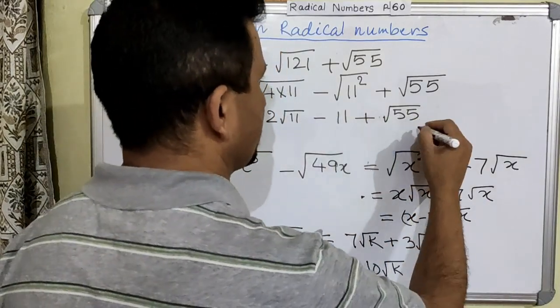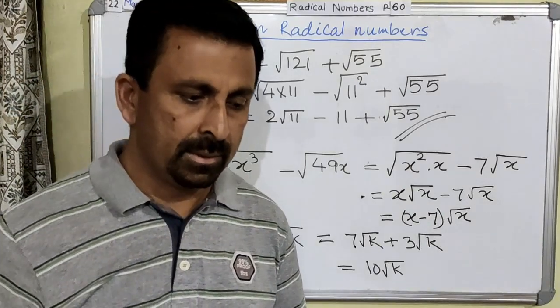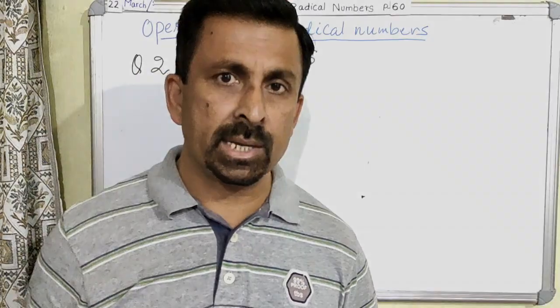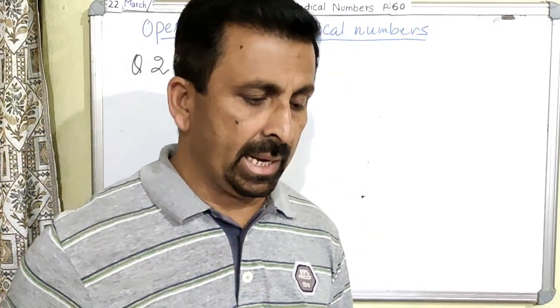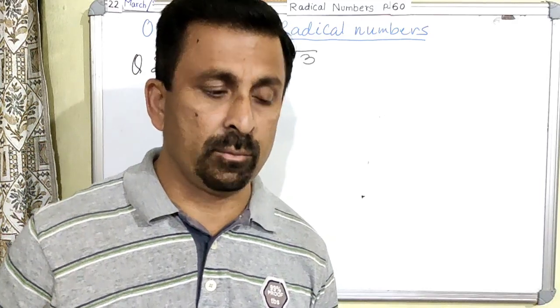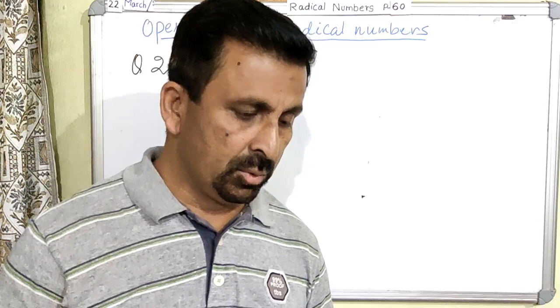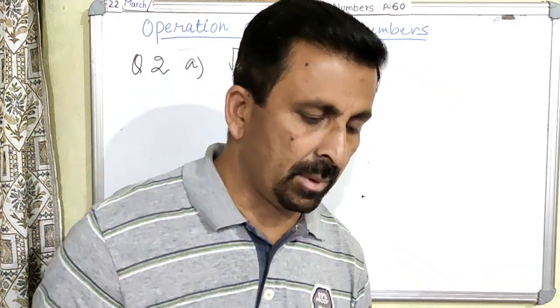And since there is no like term, this itself is an answer. This is question number 1. Okay, thank you. Now the next question is question number 2. Question number 1 was based on addition and subtraction, but now question number 2 is based on multiplication.